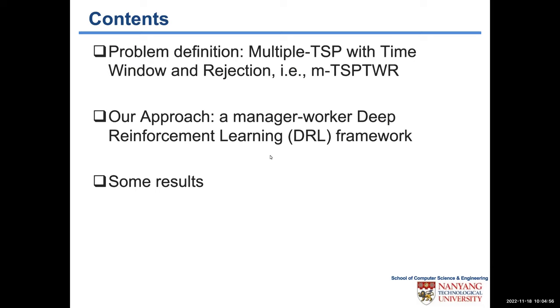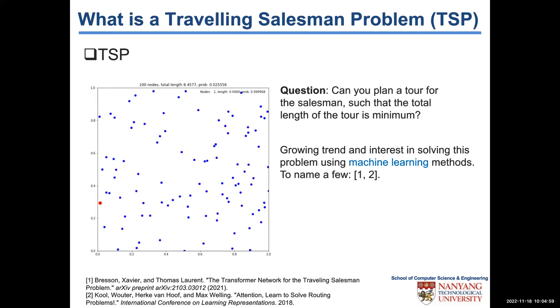So for you who is not from the optimization or mathematical domain, here is a brief introduction of the traveling salesman problem, which is the TSP. The problem itself is very simple to understand. If you have a map, then there are multiple customers or locations distributed around this map, and you are a salesman. You want to visit each customer or location once and only once, such that the total travel distance is a minimum. So this is an optimization problem. The question here is very simple. Can you plan a tour for the salesman such that the total length of the travel distance is minimum?